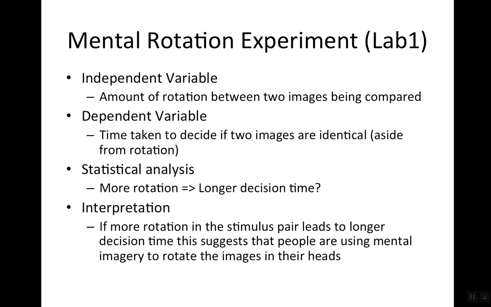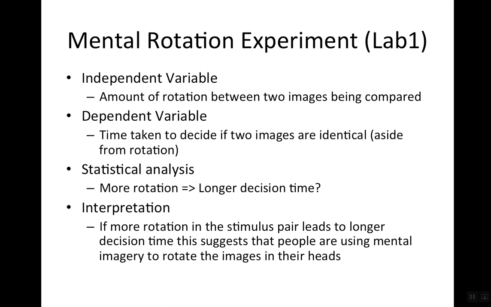So in Lab 1, you're going to be doing a mental rotation experiment, and here the independent variable is going to be the amount of rotation between two images that the person has to compare. The dependent variable is then the time taken for the person to decide whether or not the two images are identical. So there are two identical images, but one of them has been rotated compared to the other. The statistical analysis will then be to look at whether more rotation of the image in the stimulus leads to longer decision time in the response.